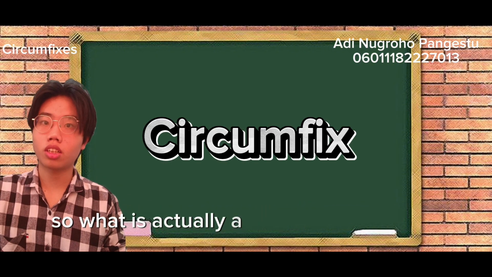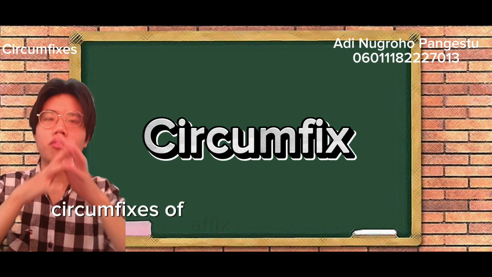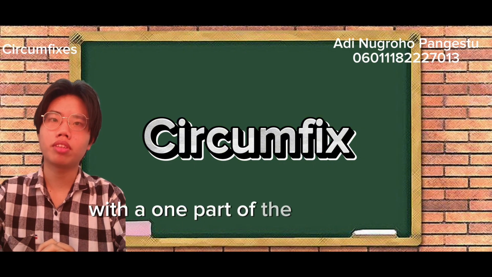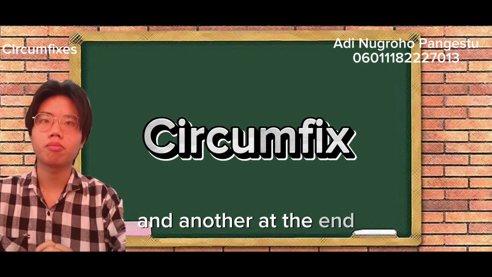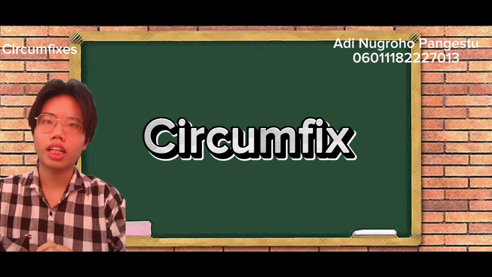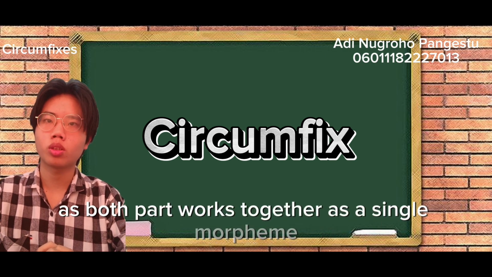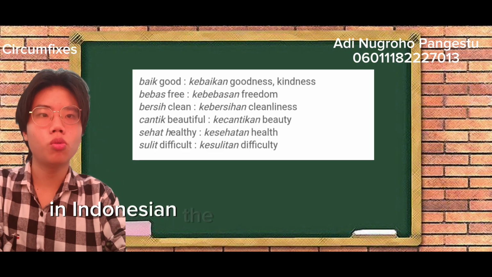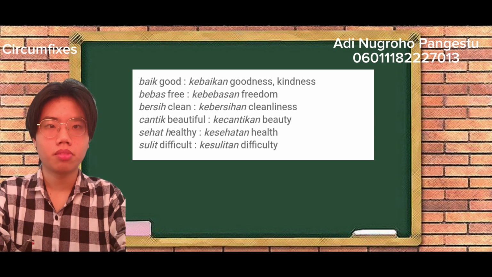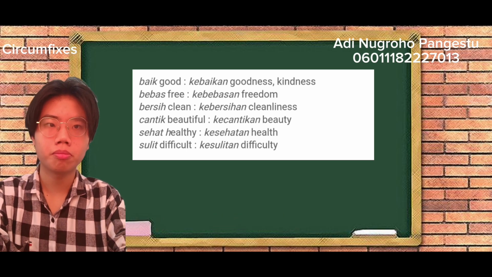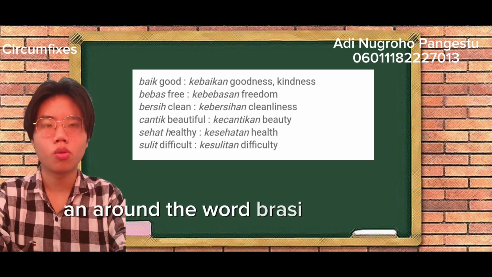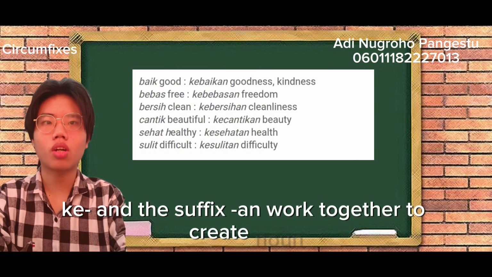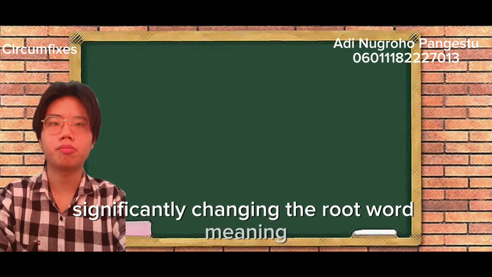So, what exactly is a circumfix? A circumfix is a type of affix that is placed around a word stem, with one part of the affix at the beginning and another at the end. This dual placement is crucial, as both parts work together as a single morpheme to modify the meaning of the word. For instance, in Indonesian, the word kebersihan means cleanliness. This word is formed by adding the circumfix ke-an around the word bersih, which means clean. The prefix ke and the suffix an work together to create a noun, significantly changing the root word's meaning.